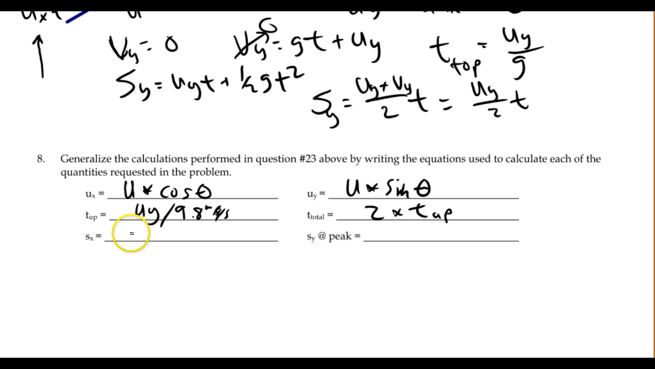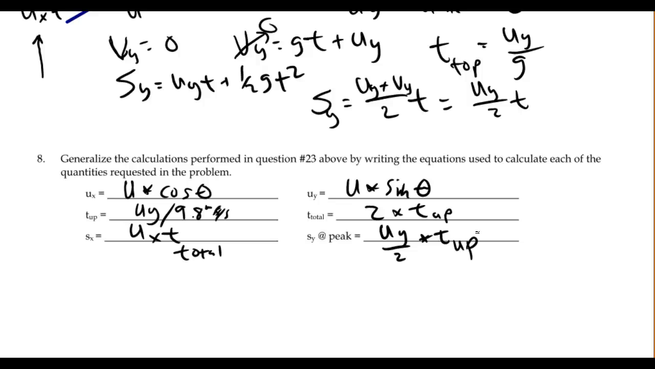Use symmetry. Sx is just ux times time. Just keep in mind that you need to use the total time there to get the total displacement. And then Sy at the peak, you're going to want to take the initial velocity in the y divided by 2, and we're going to multiply that by t. Again, that's assuming that at the peak vy is 0. And you want to use the time that it takes to go to the top, the time up, not the total time.